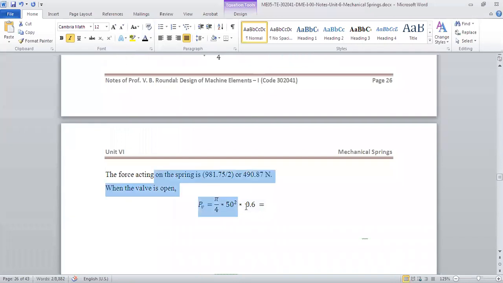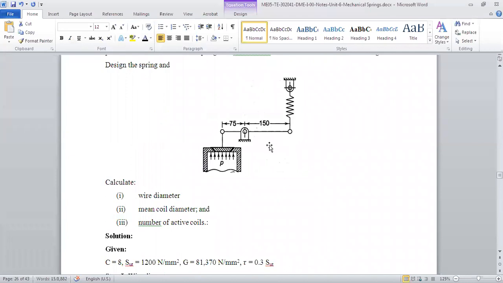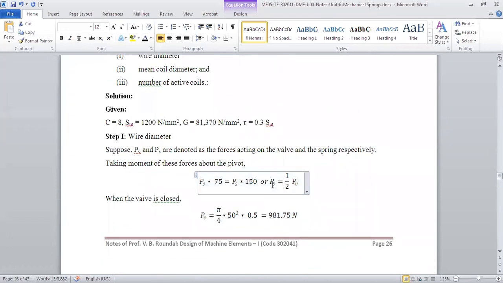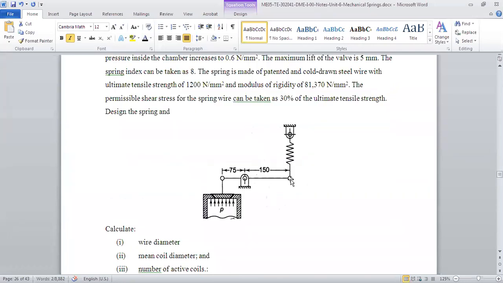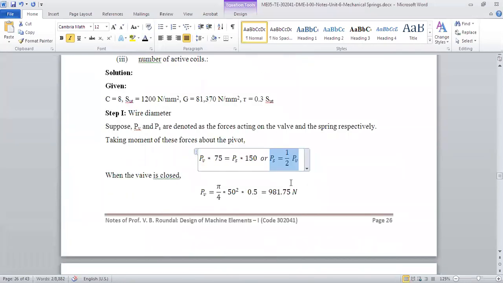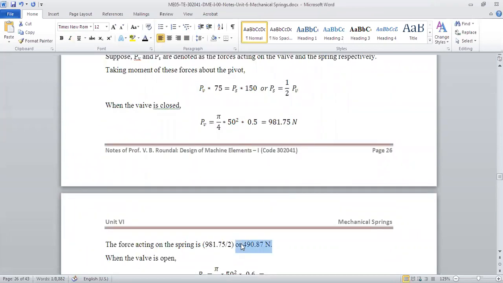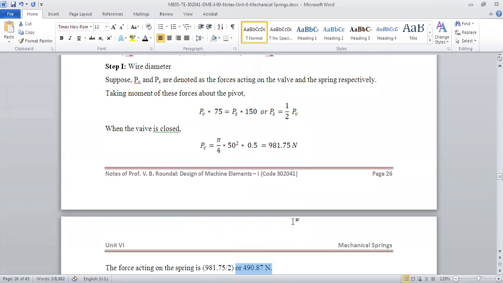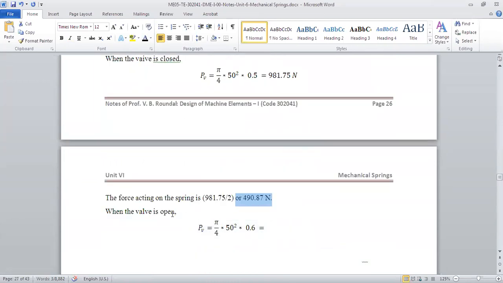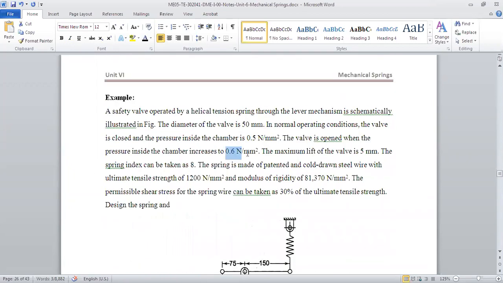That is the load in the valve in the closed position. At that time the load in the spring will be half of it, by using this formula: load in the spring is half of load in the valve. So in the closed condition, the force in the spring is half of 981.75, that is 490.87 Newton. So the initial load in the spring when the valve is closed is 490.87.